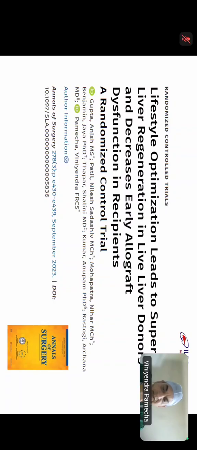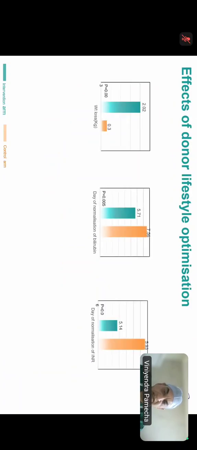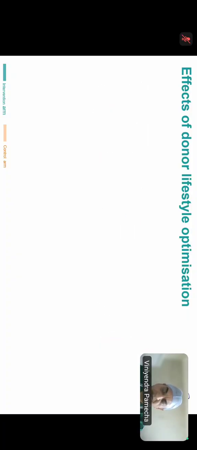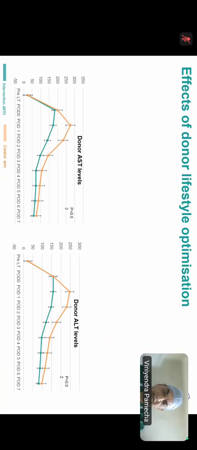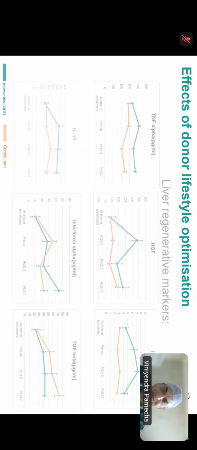This was an RCT on lifestyle optimization, and basically what it shows was if you do lifestyle optimization, then there is earlier normalization of bilirubin and earlier normalization of INR as well, and decreased levels of AST and ALT compared to those who didn't have lifestyle optimization. And also there was greater volume of liver regeneration.